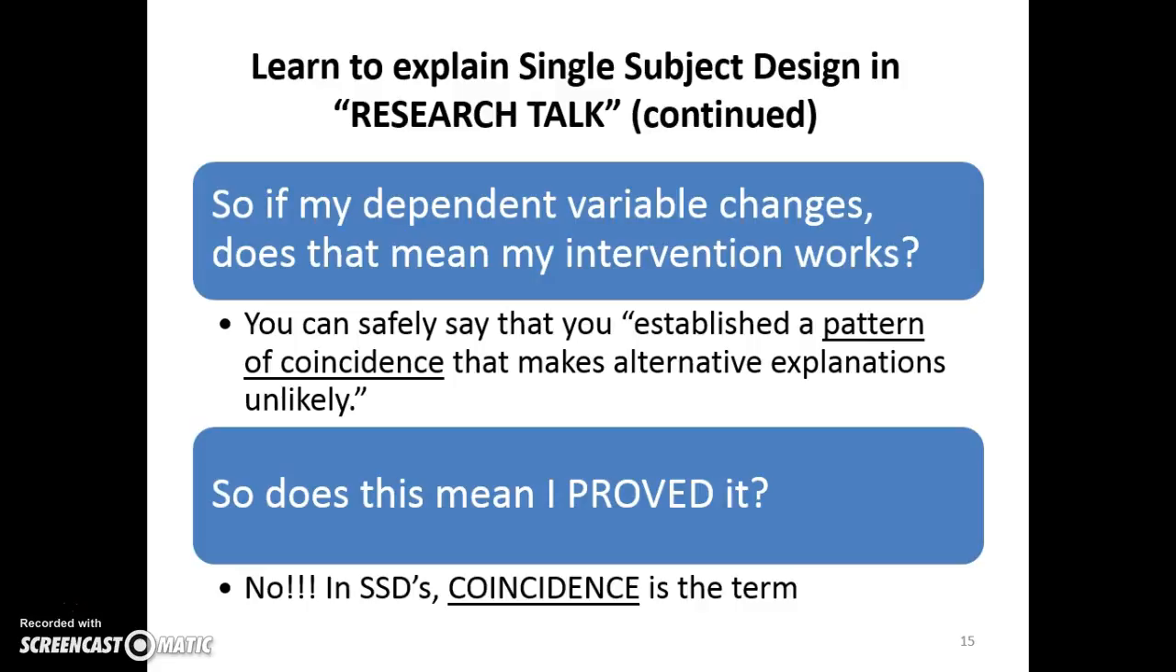So if your dependent variable changes, if I do therapy and I see changes in somebody's depression level, does that mean my intervention worked? Well, in single subject design, we don't say it worked. We can never say we proved it. We cannot even say that we have eliminated likely explanations. In single subject design, we now introduce a new concept of coincidence. And so really all you can say is you established a pattern of coincidence. That means everything else is probably unlikely. So keep that in mind. Nothing is proven, but it's such a coincidence that you can probably eliminate every other explanation.